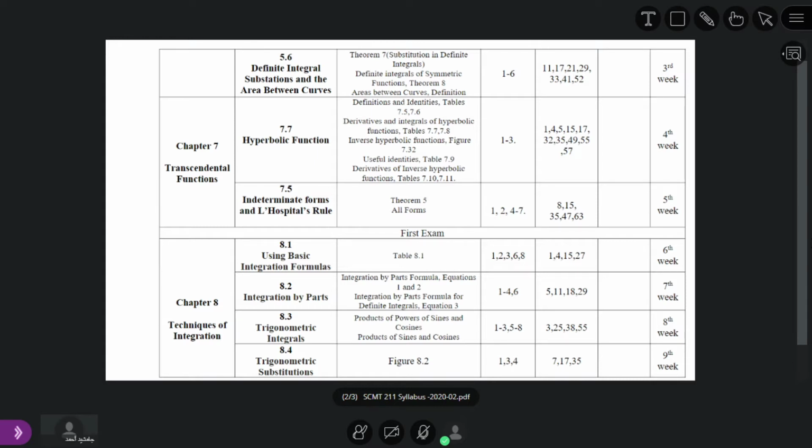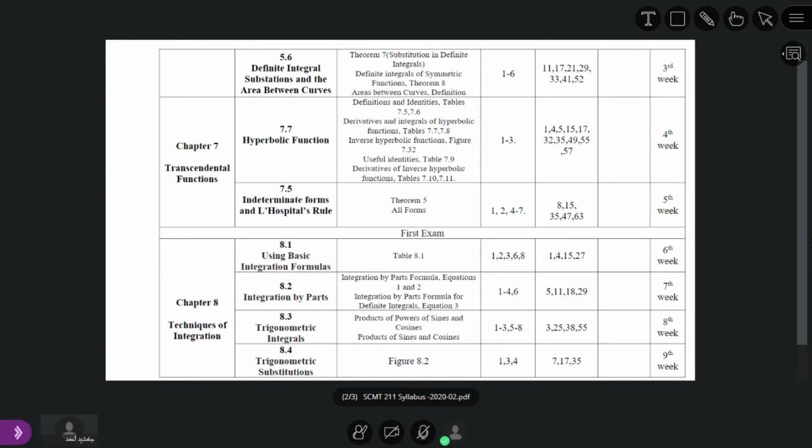After that, in 7.5 we shall discuss L'Hopital's rule. So what is L'Hopital's rule? We will have a rational function, meaning a function divided by a function, a quotient function. And we have to find the limit if we have three things: 0 over 0, infinity over infinity, minus infinity over minus infinity. Then we will use L'Hopital's rule.